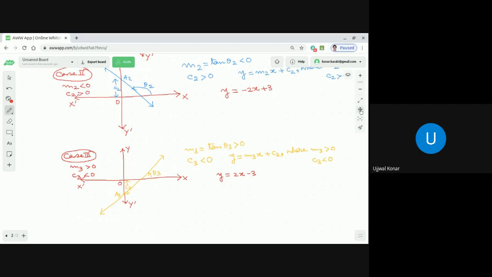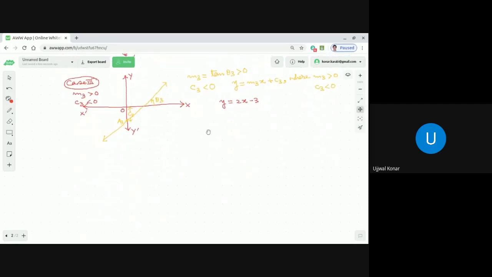Now, the fourth point, dear students, is where both M and C are negative. Possible. So what kind of straight line will it be? Let me first draw. To draw the straight line, first I need to draw the reference plane, that is the coordinate axis. This is x, this is x dash, this is y, this is y dash, and this is the origin. So in this case, both M and C are negative. What kind of straight line could it be? It could be a straight line something like this, dear students.